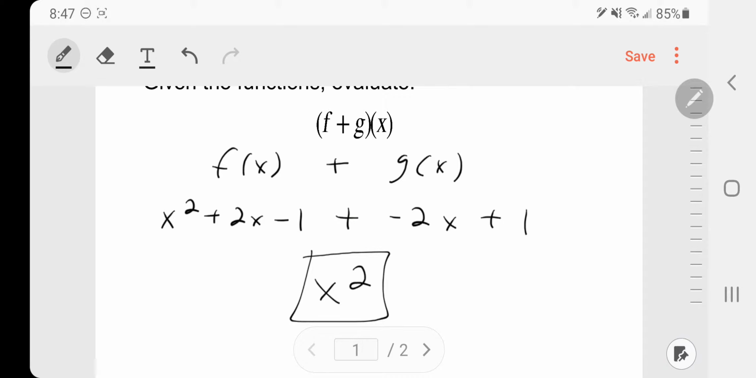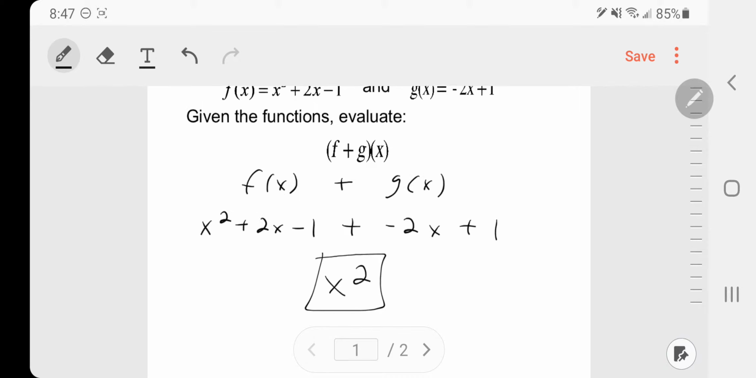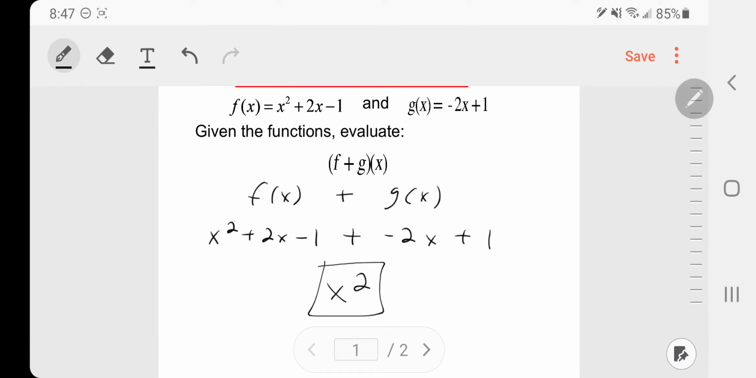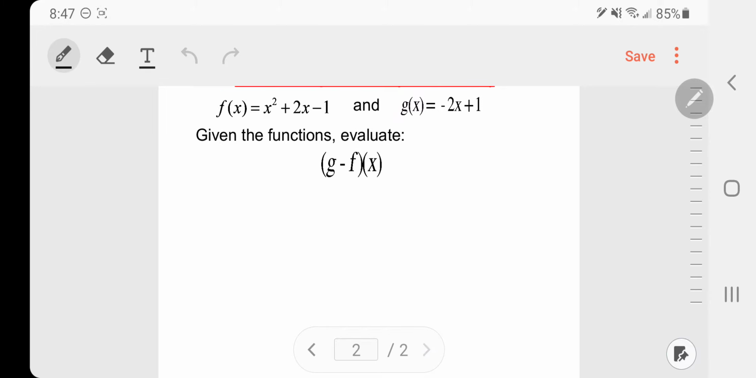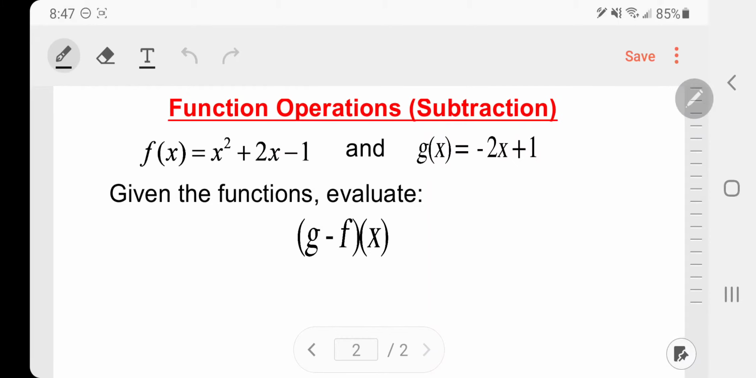So again, you're just combining your like terms and simplifying as best you can. Okay, so again, I had like terms here and here. They just happen to cancel out in this example. All right, let's take a look at another one. Okay, so here we have the same two functions, but this time we are going to be subtracting.